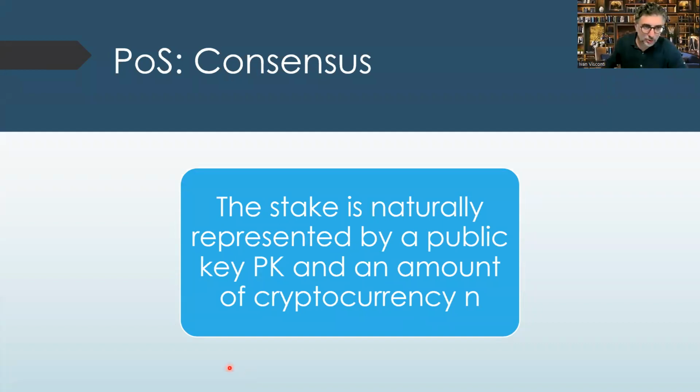Okay, that's good to start in this way, and now let's try to do this proof of stake consensus. Okay, so the stake is naturally represented by a public key, because it's your wallet, it's where the money is, and an amount, it's the current balance that you have on this wallet, right?